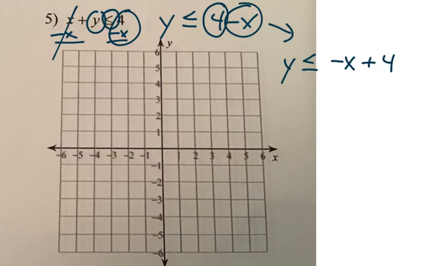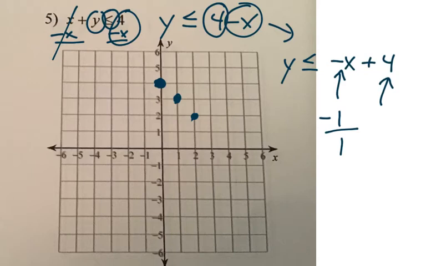So now what? Well, the 4 tells us we start at 4. That's my b, my y-intercept. The negative here is really a negative 1, which is negative 1 over 1. So I'm just going to go down 1 over 1. Down 1 over 1. And the dots are lining up nicely for us.